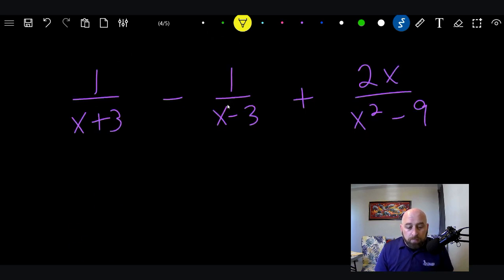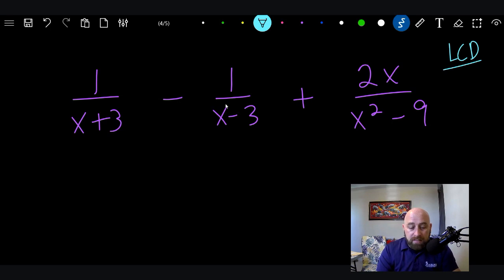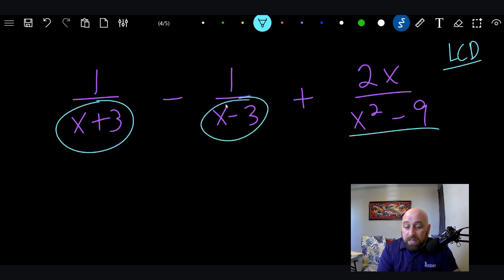Let's do one more. This one has a subtraction sign, so I'm kind of looking forward to that. Something new that we haven't done yet. First option is still find the LCD, okay? And that's important. So what is the LCD? Well, this one's already factored. This one's already factored. We need to factor that one.